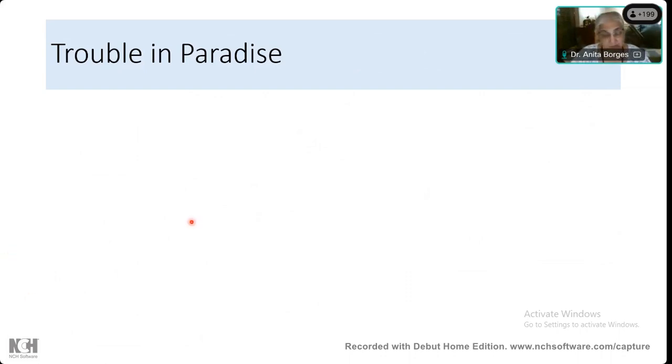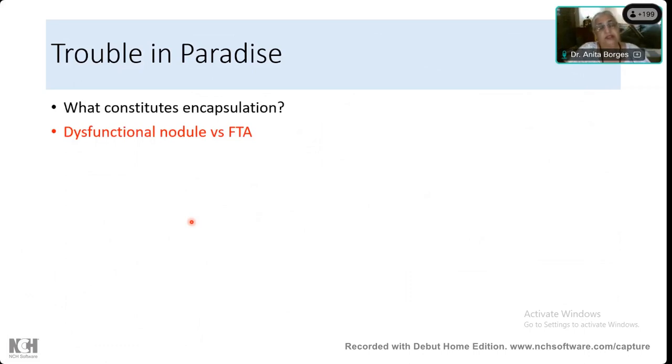And what were the troubles? Number one, the first thing was, what constitutes encapsulation? How much of this nodule should have a capsule? And how do you tell a dysfunctional nodule, also known as an adenomatous nodule, that means something that is not an adenoma, from a follicular adenoma? That was the first problem.